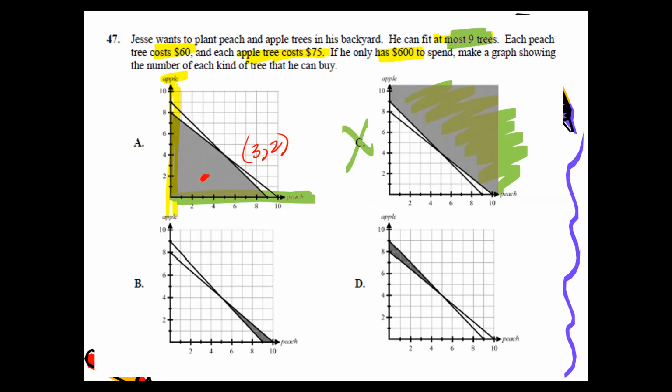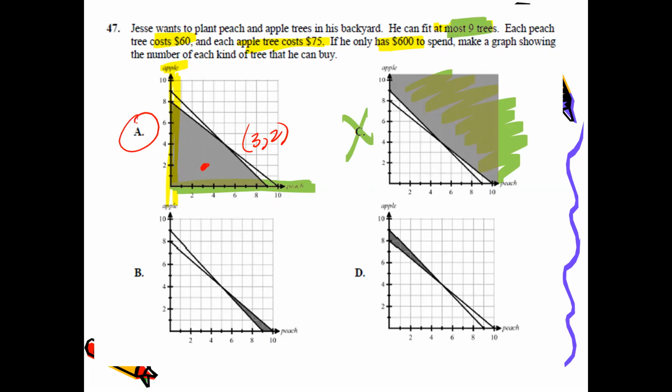I'm going to scroll down to the bottom, and this one here is for question number 47. And so 47, what letter is that? It's A as in apple. And that makes sense, you guys, because he can plant this one right here, which is 6 apple, 0 peaches, or this one right here, which is 1 apple, 6 peaches. All of them, if you add them together, are smaller than 9, right? So A as in apple is the correct answer.